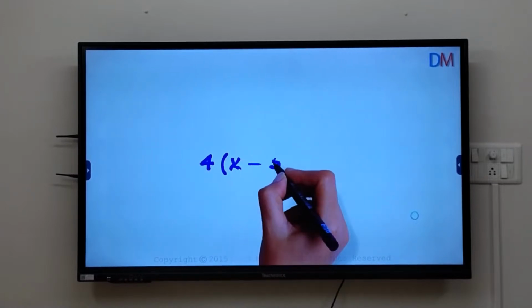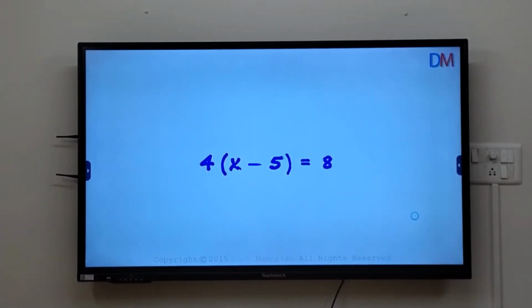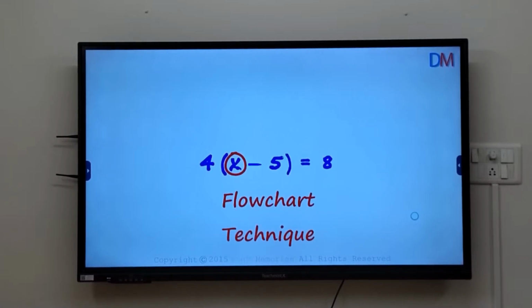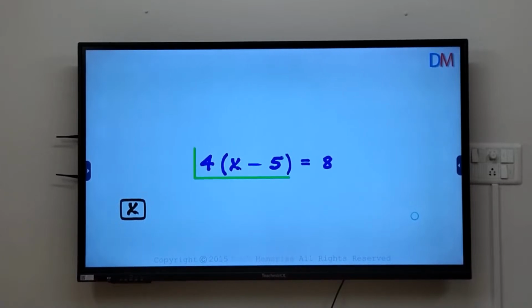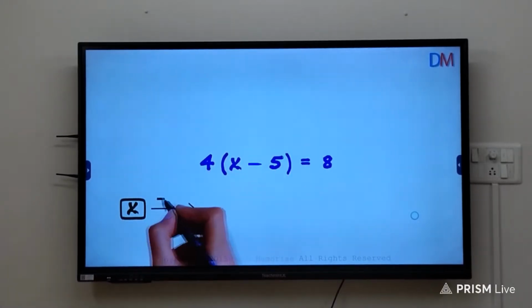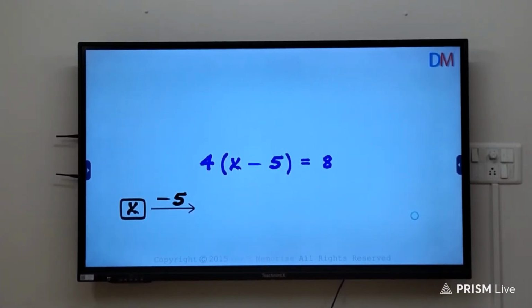Let's try out another one. We are given the equation 4 times x minus 5 equals 8. We need to find the value of x using the flowchart technique we just saw. We start off with x and then see the operations that are done on the left hand side. First, a 5 is subtracted from x. So we write a minus 5 here. That gives us x minus 5.